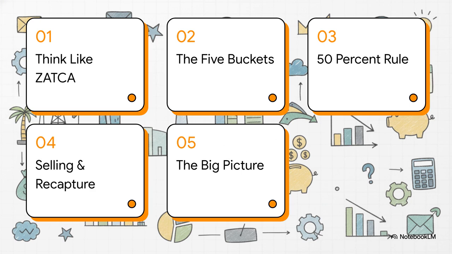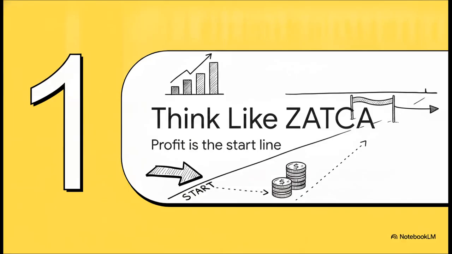Here is our roadmap for today. First up, think like ZATCA. Second, the 5 buckets. Third, the 50% rule. Fourth, selling and recapture. And finally, number 5, the big picture. Let's start with section 1.